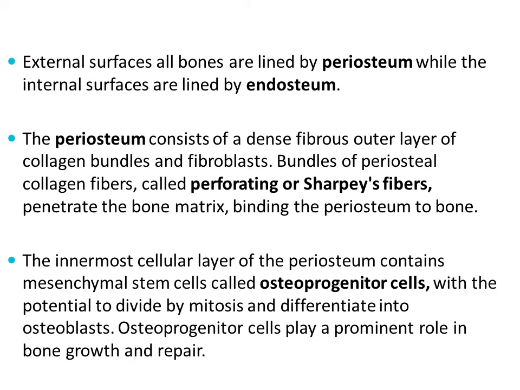Bundles of periosteal collagen fibers called perforating or Sharpey's fibers penetrate the bony matrix, binding the periosteum to bone. The innermost cellular layer of the periosteum contains the mesenchymal stem cells called osteoprogenitor cells, with the potential to divide by mitosis and differentiate into osteoblasts. Osteoprogenitor cells play a prominent role in bone growth and repair.